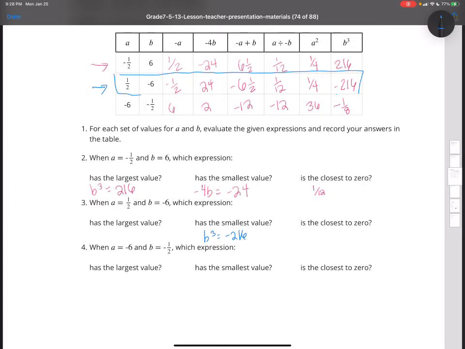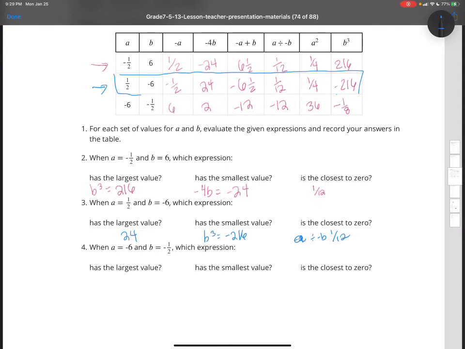For the largest value, it will then go to 24. And for the value closest to 0, it will still be 1/12, which is negative A or A divided by B. All right. Okay, moving on to the next one.